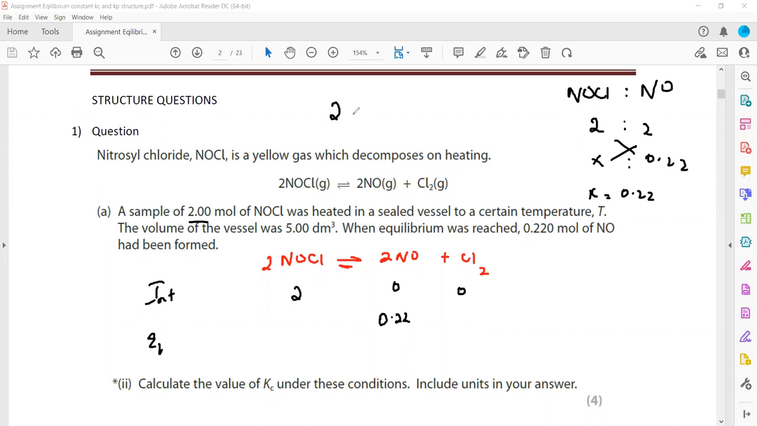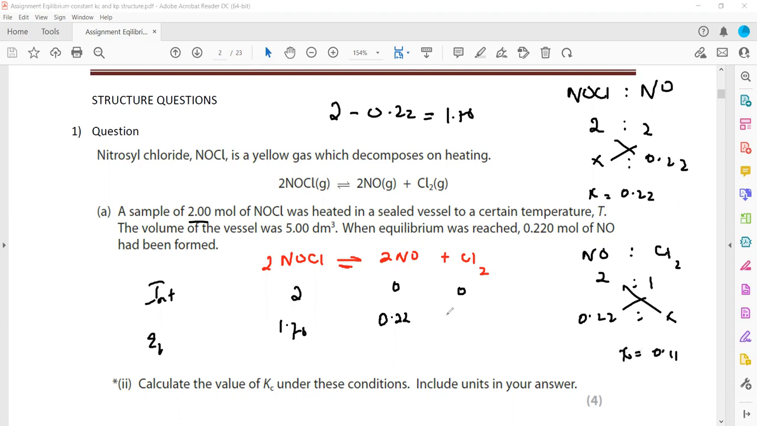Originally it was 2, and out of 2, 0.22 are used up. So how many moles of nitrosyl chloride are left? That is 1.78. Then how many moles of chlorine are formed? Again we use the ratio between nitrogen monoxide and chlorine, according to the equation 2:1. If we have 0.22 moles of NO, cross multiply, it will be half of it, 0.11 moles of chlorine formed.